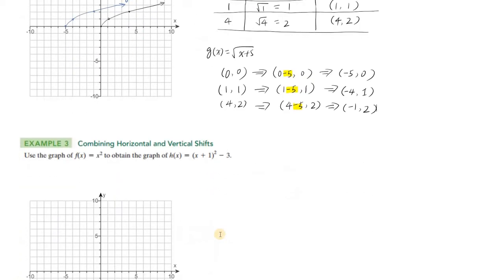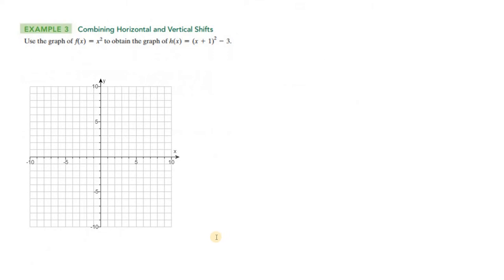All right, let's look at example 3. Example 3, we have a combined horizontal and vertical shift. So we want you to use the graph of f of x equal to x squared. Again, you do the same thing and plug in points. For a parabola you need 5 points, but if you plug in 3 points, that's fine with me. You plug in the points. I'm going to skip that step, so I'm just going to write it down.